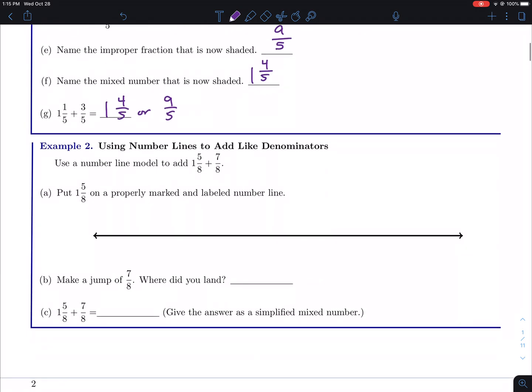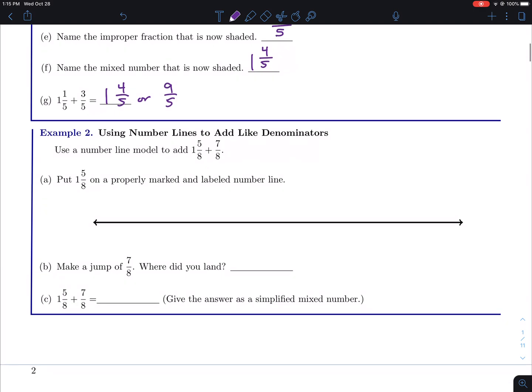All right, so let's look at example 2, which is adding 2 fractions with the same denominator, but this time using a number line. The first thing we're going to do is put 1 5/8 on a properly marked and labeled number line. In this case, just to make sure I give myself enough room before I start dividing it up, I'm going to go out to basically 3 just to make sure I have enough room.